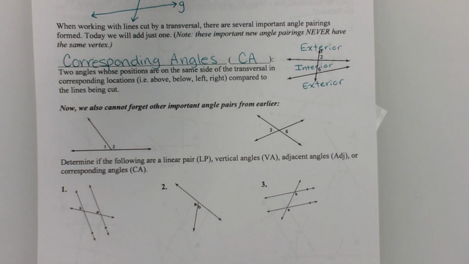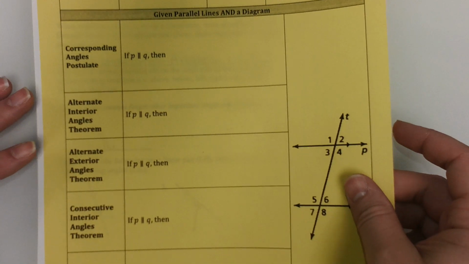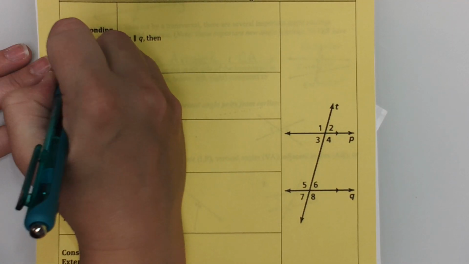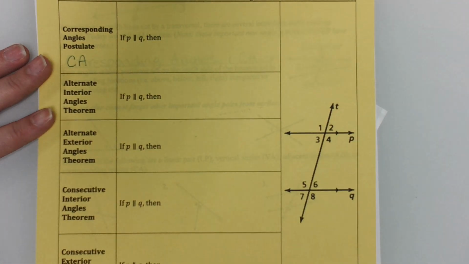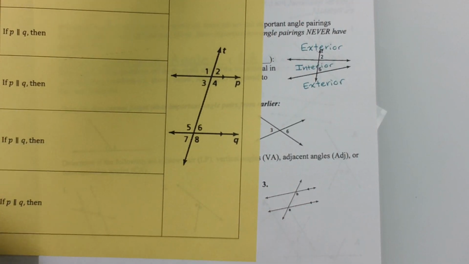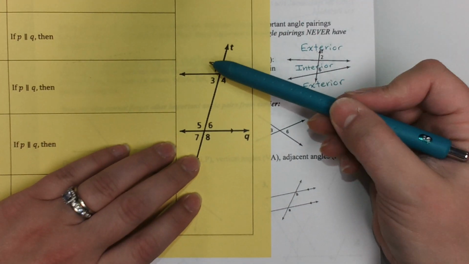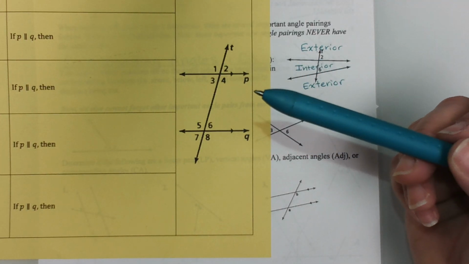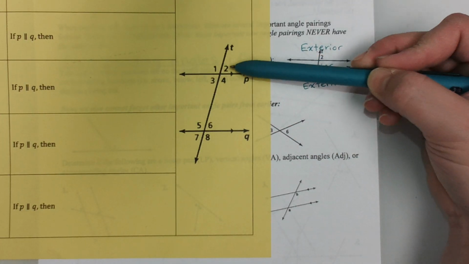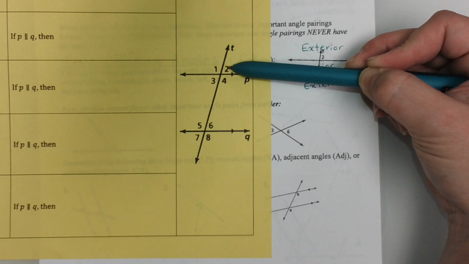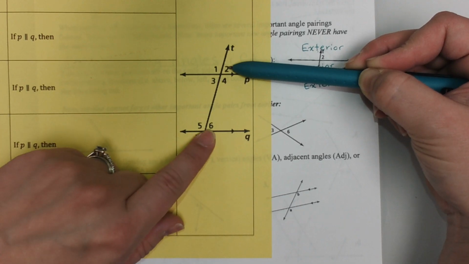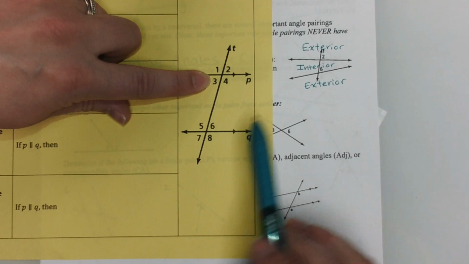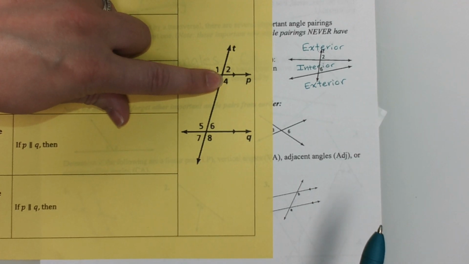Let's go back to your yellow sheet. Go back to your postulate sheet. Corresponding angles. 1 and 5 are the ones that we just pointed out. 2 would also correspond with 6. 3 would correspond with 7, and 4 would correspond with 8.